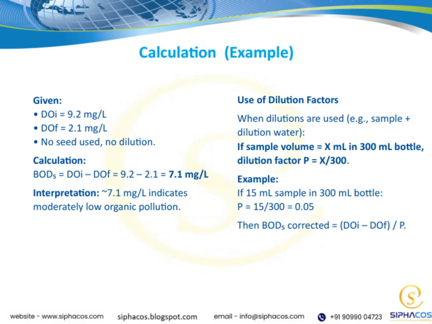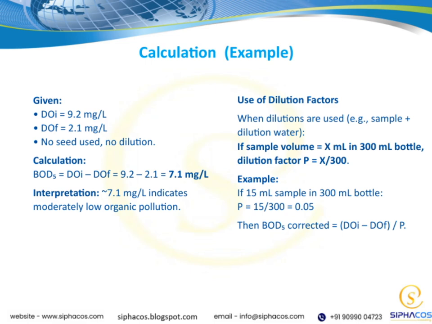To make this clearer, imagine we have 15 milliliters of sample in that 300 milliliter bottle. The calculation for P would then be 15 divided by 300, which equals 0.05. This number tells us how diluted our sample is compared to the total volume. Once we have this dilution factor, we can correct the BOD 5-day value, BOD5, by dividing the difference between the initial dissolved oxygen, DOI, and the final dissolved oxygen, DOV, by P.